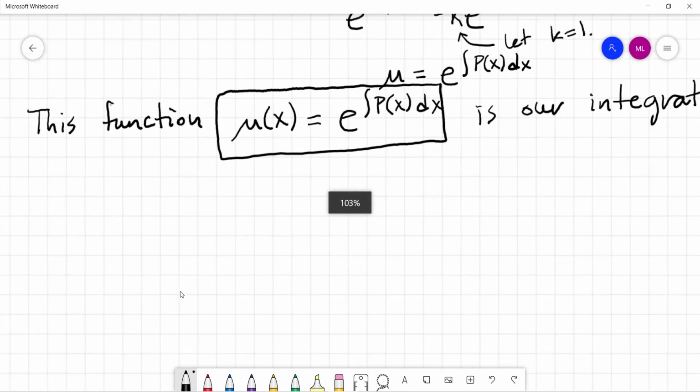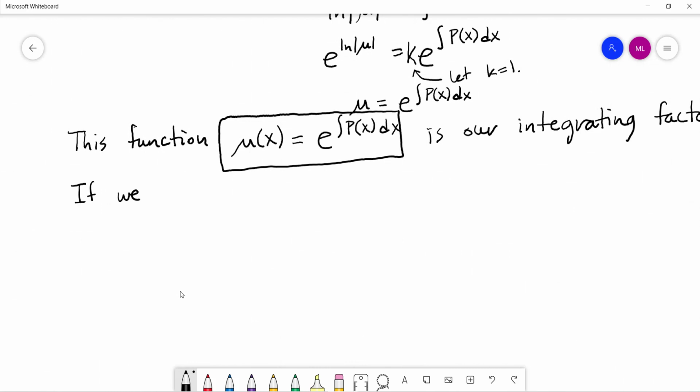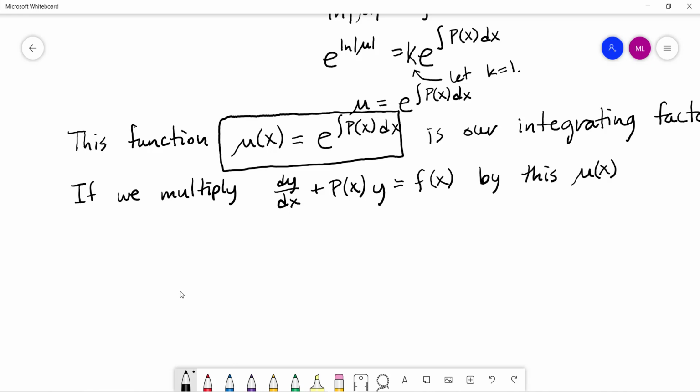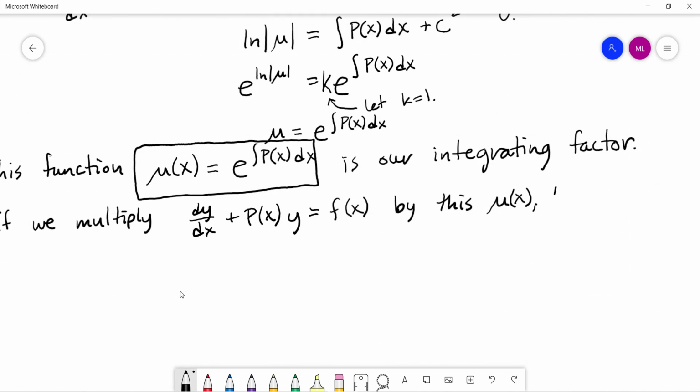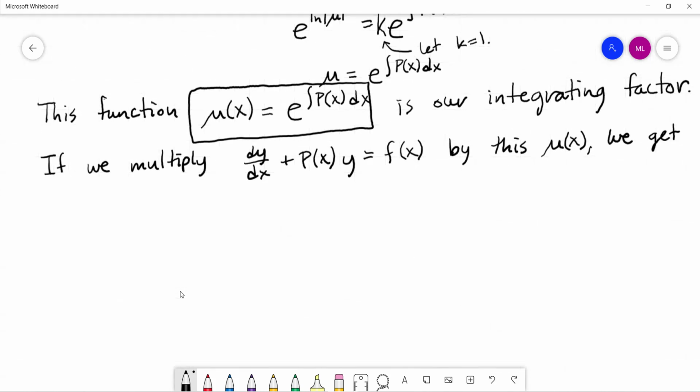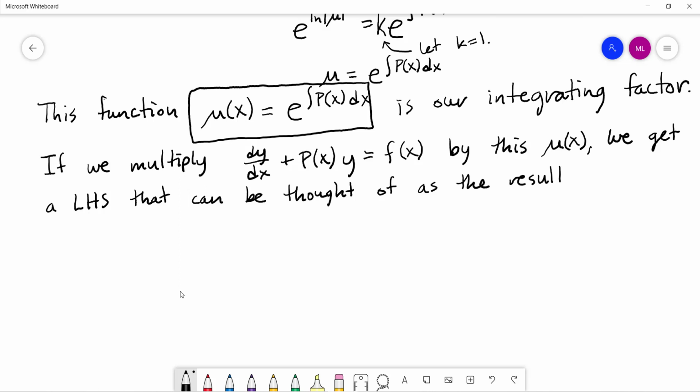So if we multiply the original equation that looks like dy dx plus p of x y equals f of x by this particular mu, which is a function of x, we get a left-hand side that can be thought of as the result of product rule and therefore easily integrated.